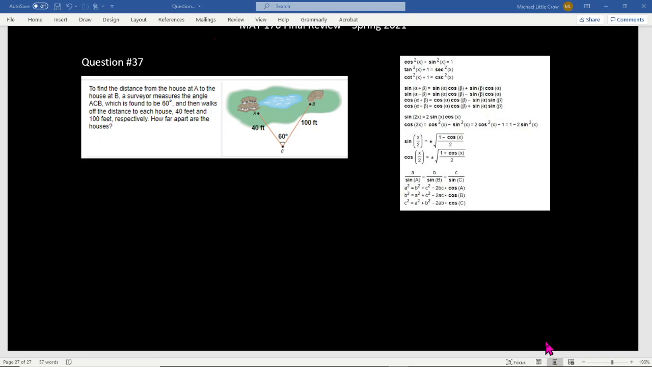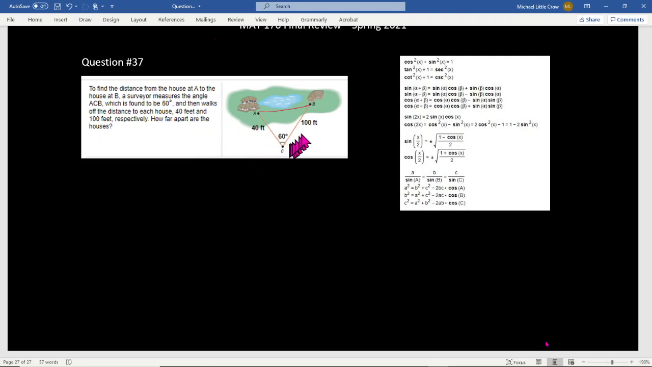Last question for the review. So we've got this surveyor who measures that the angle between the two houses is 60 degrees. What we want to find out is how far apart they are, from A to B.